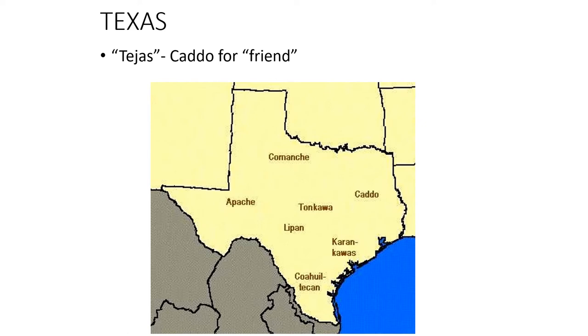They were long gone by the time the 1800s came around, either extinct or absorbed into the mestizo population of the Spanish and later the Mexicans. But their name lives on. Tejas, meaning friend in the Caddo language. So here you see you've got the Caddo, whom we've talked about quite a bit. The Comanche that we will also be talking about in great detail later. But these other groups farther to the south, the Tonkawa in central Texas and the Caranquawas and the Coahuiltecan along the coast. We'll just take a brief look at them and see where they were.